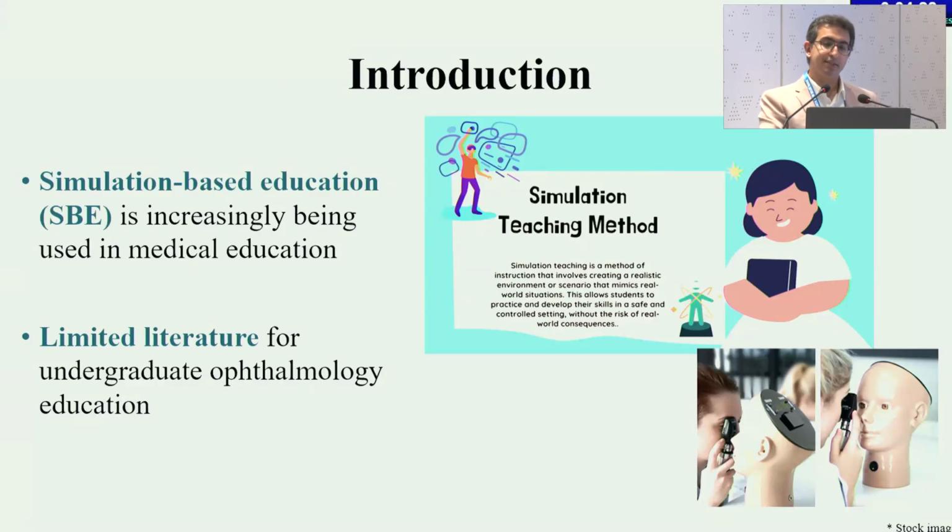can be made better if more effective undergraduate ophthalmology teaching could be practiced. So what is simulation-based education? So simulation is a method of instruction which involves creating a realistic scenario which mimics real-world situations, and this allows students to practice skills in a safe environment and without risk to the patient.